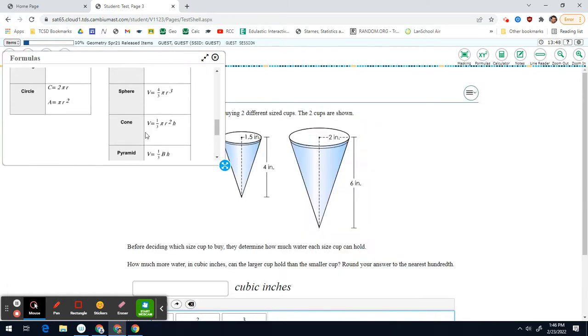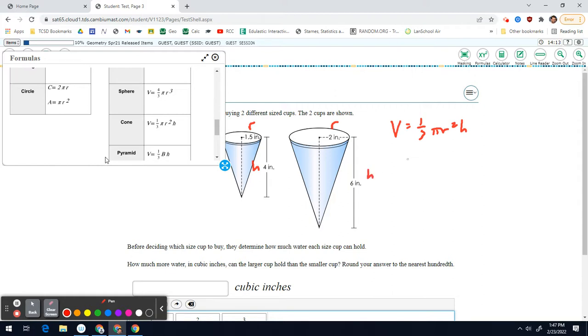So I'm going to minimize this again. There we go. So I need this formula: V equals 1/3 pi r squared h. r stands for radius and h stands for height. So in these pictures, the radius of the small cone is 1.5 and the height of the small cone is 4. And the larger one, the radius is 2 and the height is 6.